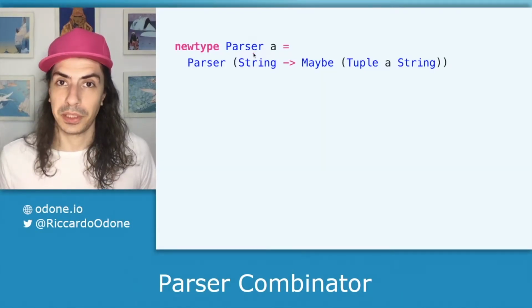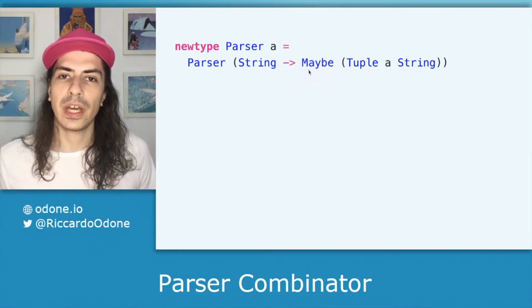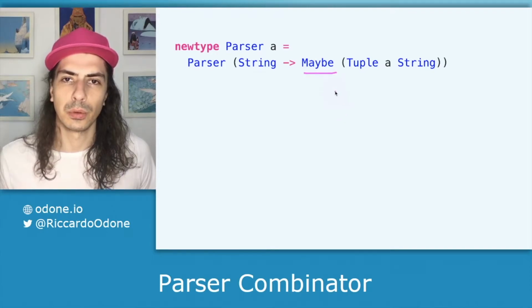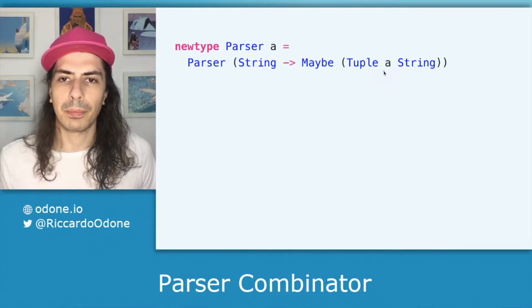Okay, let's start from the data type. We have a parser which parses a value of type A out of a string. So, as we said, we start from a string, and the way the parser works is that it could fail, so in case of failure we will be using nothing. If it succeeds, it's going to be a just of the remaining string after the parsing succeeded, and the intermediate result, which is what was parsed from the original string.